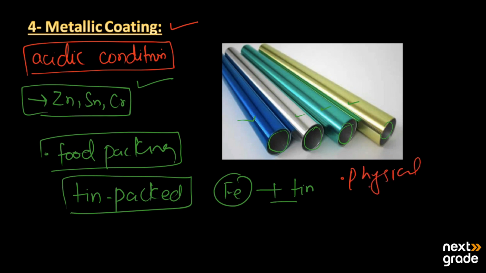So, metallic coating can take place by a physical method as well as by a chemical method. It depends upon what type of metal we are going to use and what type of metallic coating is being applied over the other metal surface.